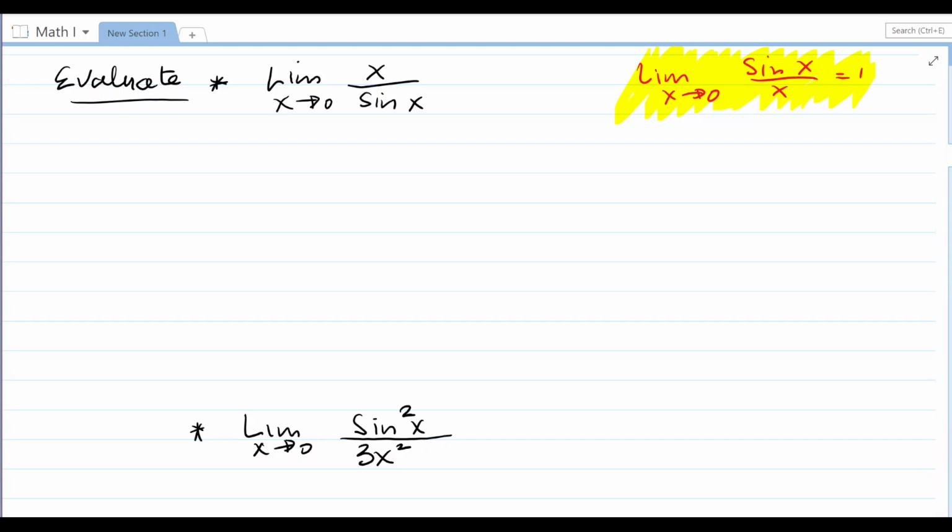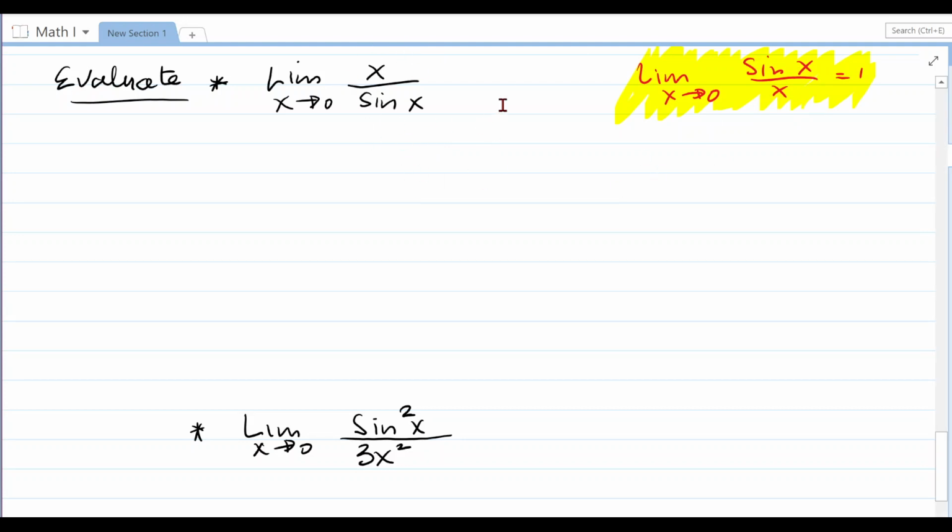Okay, let's continue our exercise. Evaluate the limit of x over sine x as x approaching 0. So we're given similar information as before, where the limit of sine x over x as x approaching 0 will be equal to 1. But the problem that we have here is the inverse of this problem. See, x is in the numerator and sine x is in the denominator.